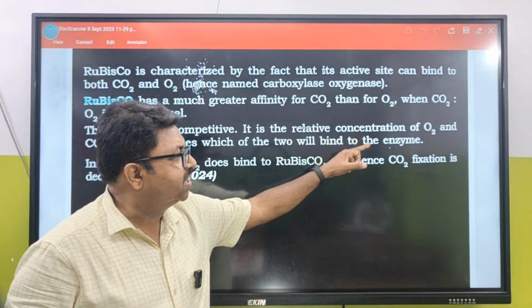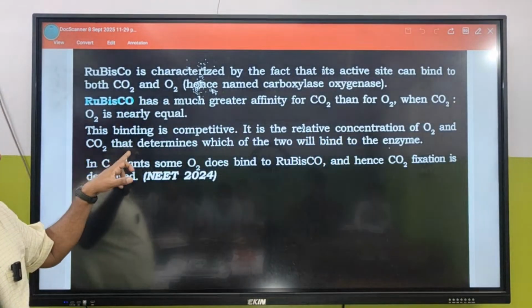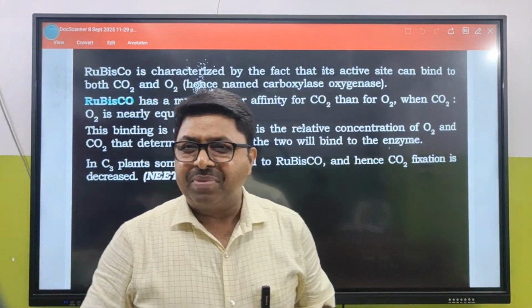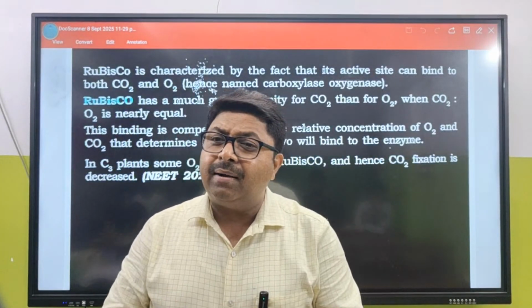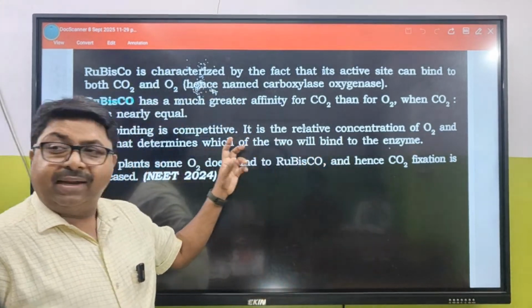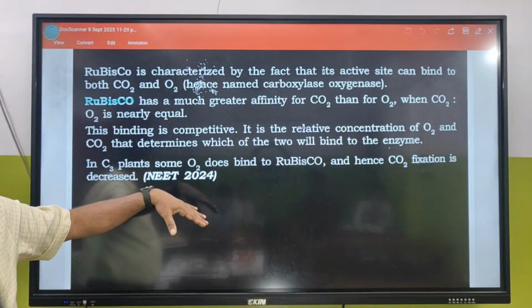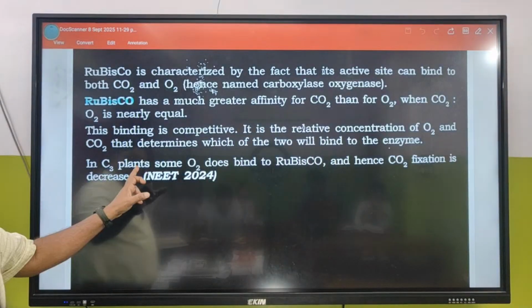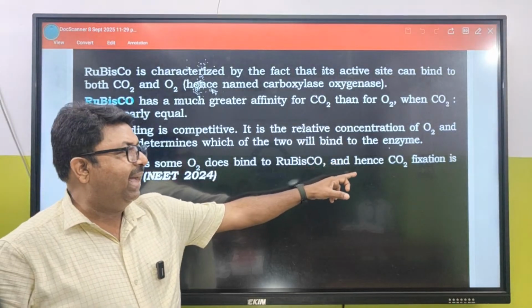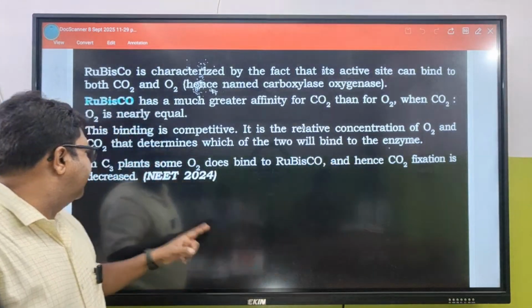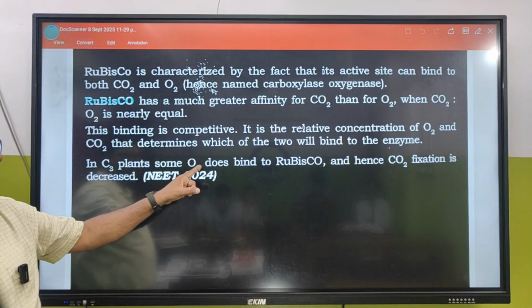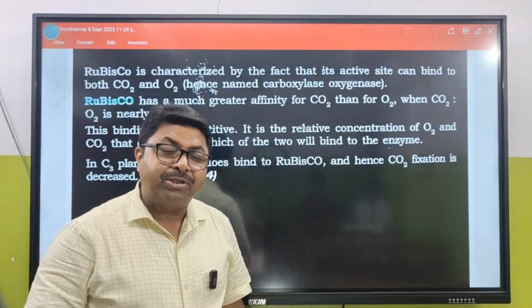It is the relative concentration of oxygen and carbon dioxide that determines which of the two will bind to the enzyme. তাহলে কার উপর ডিপেন্ড করছে? এবার অ্যামাউন্টের উপর ডিপেন্ড করছে যে কে বাইন্ড করবে। তাহলে কি হলো? কার্বন ডাইঅক্সাইডের কনসেন্ট্রেশন বেড়ে গেল বান্ডল সেলসে, তাহলে ওরা বাইন্ড করে যাবে। In C3 plants some oxygen does bind to Rubisco and hence carbon dioxide fixation is decreased. কিরে in C3 plant some oxygen does bind to Rubisco.